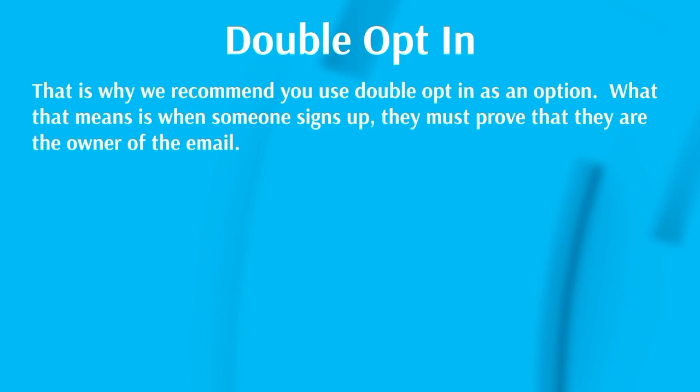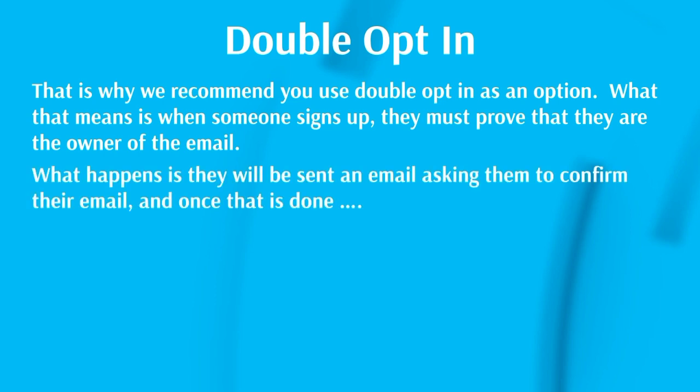Double opt-in is when somebody signs up, and let's use the example before where they fill in their name and email address on your landing page and they click submit. Now, at this point, they're not going to be added to your list. They're going to be added to a sort of pending list. What they have to do in this case is prove that they are the owner of the email. So they get sent an email asking them to click a confirmation link. And once they click that, then of course they're added to your email list.